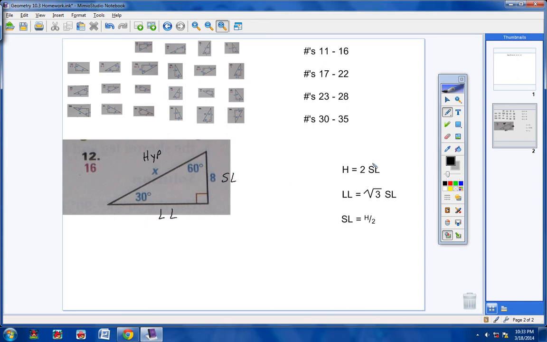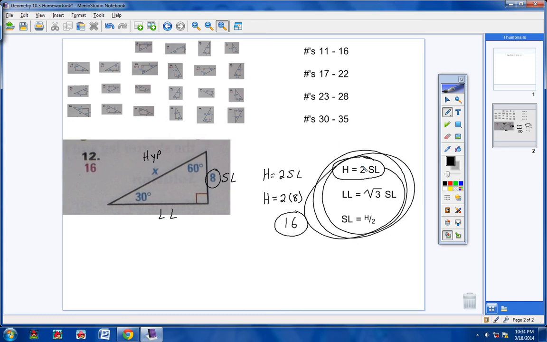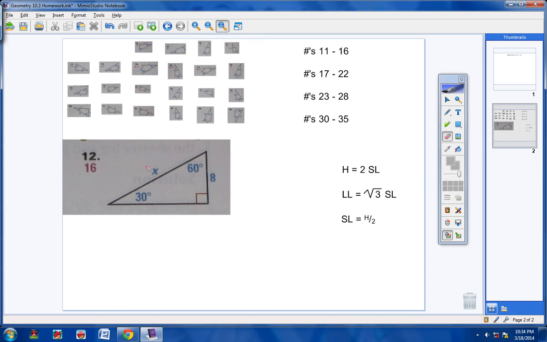Now, in order to find the hypotenuse, this is the best formula to use: 2 times the shorter leg. So hypotenuse equals 2 times the shorter leg, and my shorter leg is 8. So my hypotenuse would equal 2 times 8, which is 16. Now remember, you can only use these formulas when you're dealing with a 30, 60, 90 triangle. Please keep that in mind.